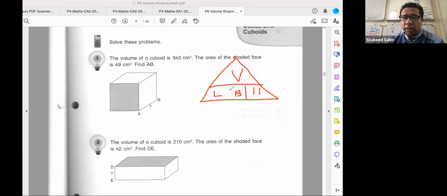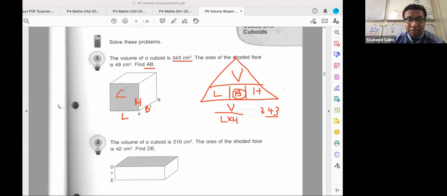Hold on now. You want to find AB. AB is what? This is length, this is breadth, this is height. So you want to find breadth. What is the formula? Volume over length times height. They already gave you volume, 343. They didn't give you the length or the height, but they gave you length times height, which is 49. So you put 49 here and you will get 7.